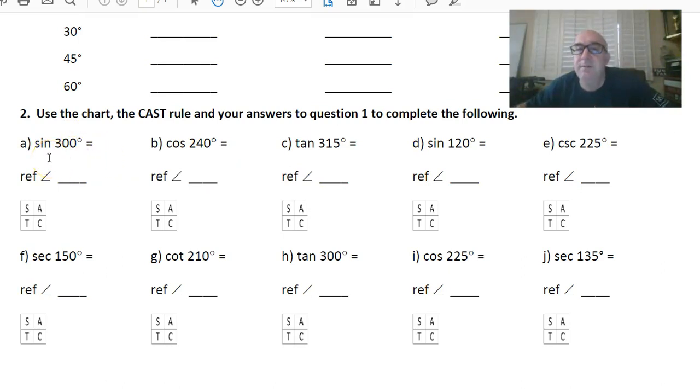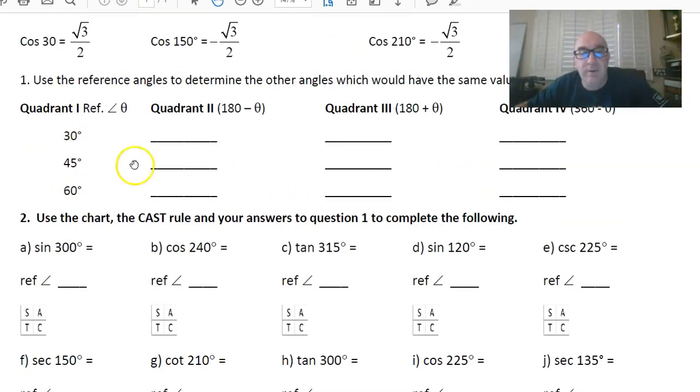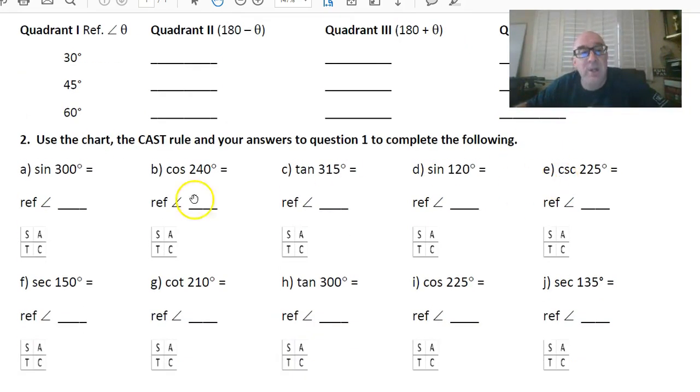So the sine of 300. Now you would look here to find out which group matches the sine of 300. And I think you're going to find 300 would be a reference angle of 60 in quadrant 4. So I would put a reference angle of 60 here as my reference angle. I would circle the C for the CAST rule because I'm in quadrant 4.